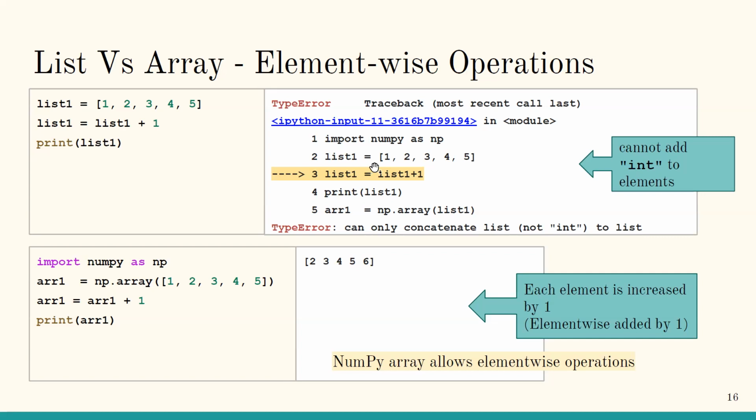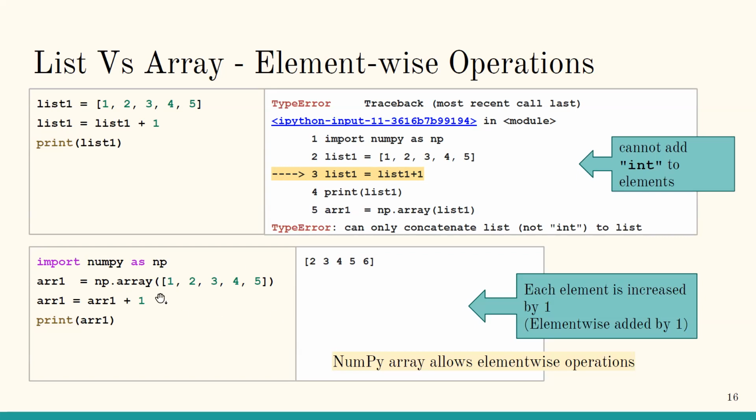because list doesn't allow you to do that. If you add 1, it will tell you that you can only concatenate list. Oh, we will explain this term in the next slide. Okay, don't worry, just remember that we can do this.